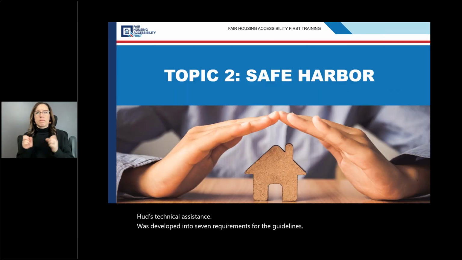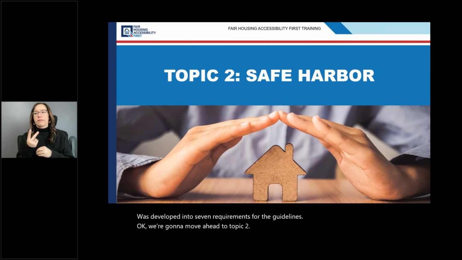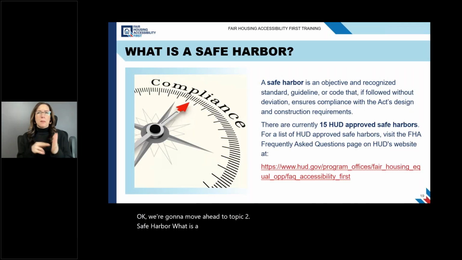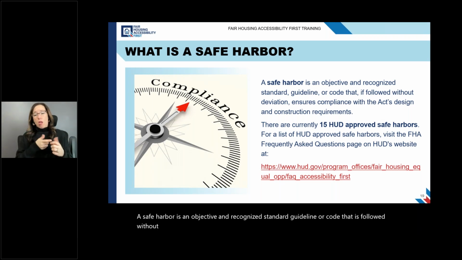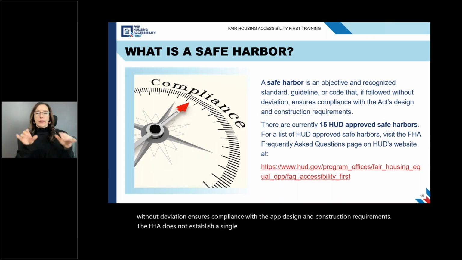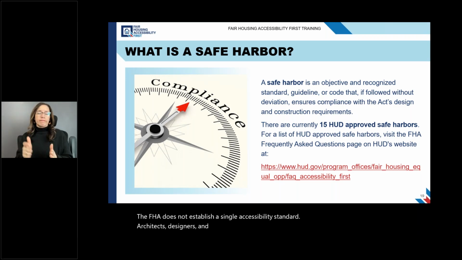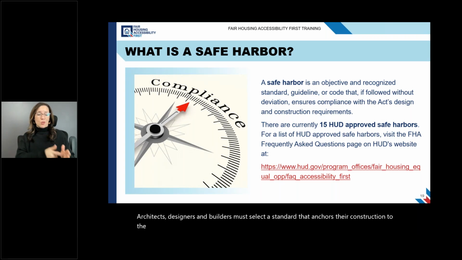Okay, we're going to move ahead to topic 2, safe harbor. What is a safe harbor? A safe harbor is an objective and recognized standard, guideline, or code that, if followed without deviation, ensures compliance with the Act's design and construction requirements. The FHA does not establish a single accessibility standard. Architects, designers, and builders must select a standard that anchors their construction to the requirements of the FHA.